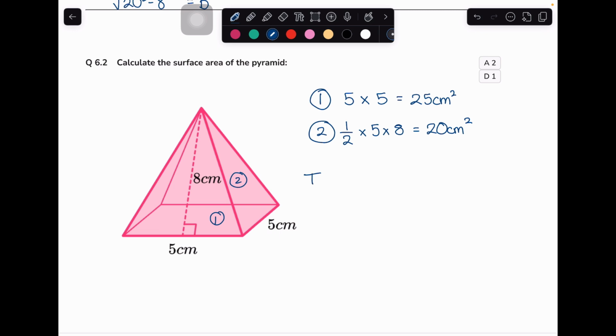So to calculate the total surface area, we are going to need to do 25 plus 4 multiplied by 20. The reason we're doing that is there are 4 triangles on this pyramid, so we need to multiply the area of one of the triangles by 4. So this is going to be equal to 25 plus 80, giving us a total surface area of 105 centimeters squared.